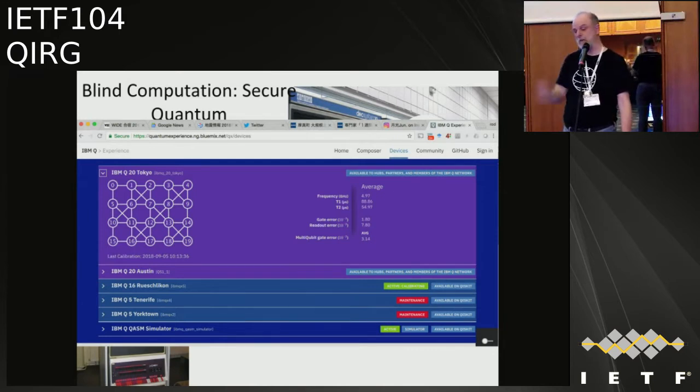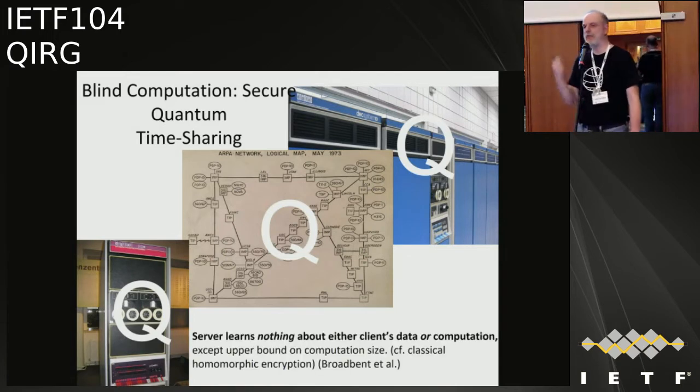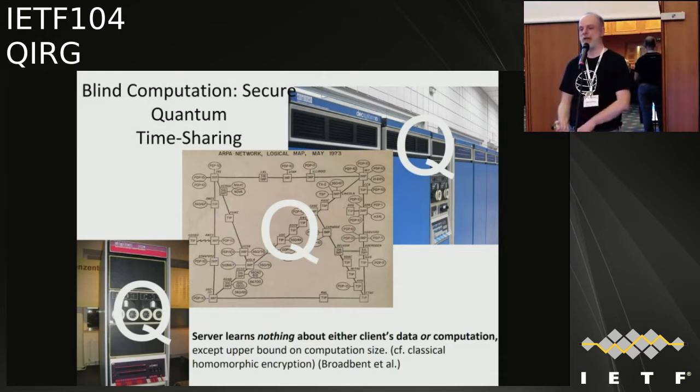Well, what you get by being able to do this in a distributed fashion, using a quantum internet and this blind computation, is that it allows us to execute a computation on the server in which the server learns nothing about the client's data, either the input or the output, nor even the computation, except some sort of upper bound on the size of the computation itself. So in that sense, it's actually even stronger than the classical version, or the classical homomorphic encryption, if you're familiar with that. So I really love this.